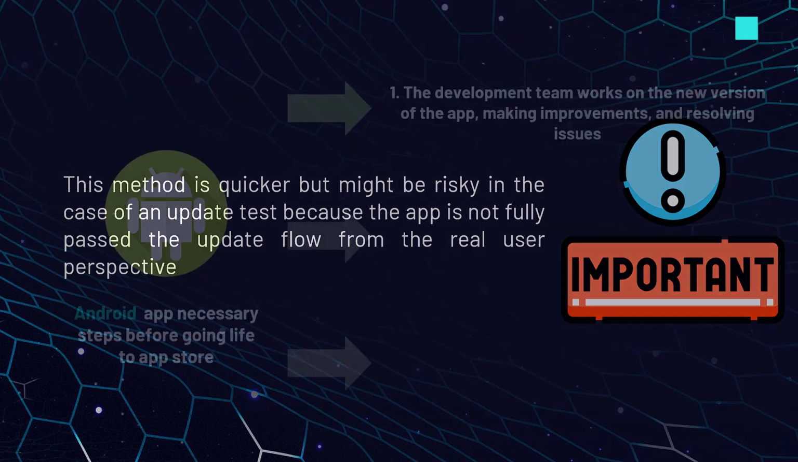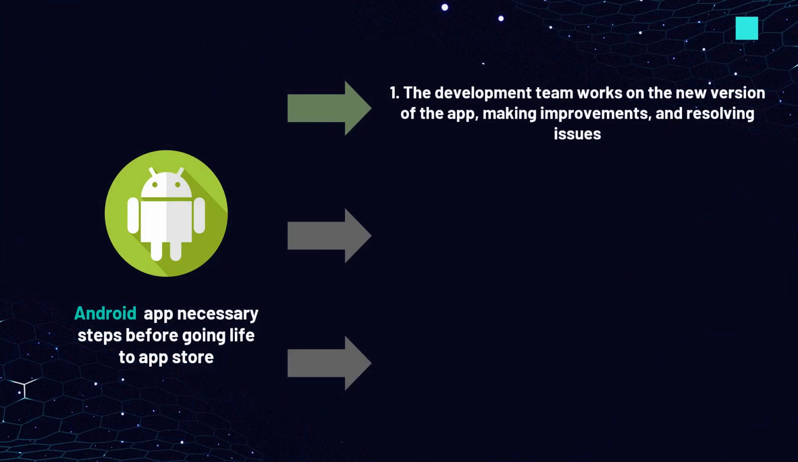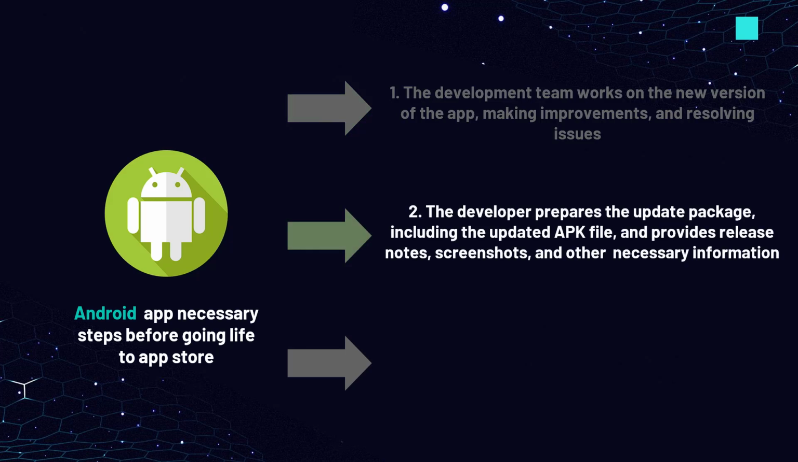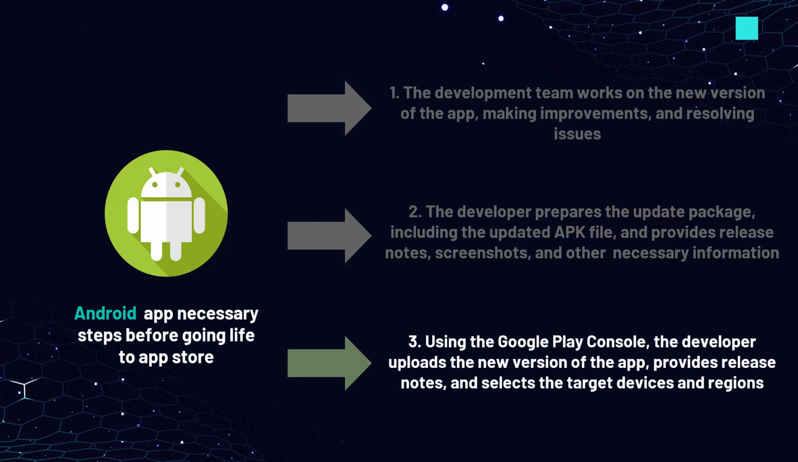Similar to iOS, in order to update the app on Android devices, you should follow the next steps. 1. Firstly, the development team works on the new version of the app, making improvements and resolving issues. 2. Then the developer prepares the update package, including the updated APK file, and provides release notes, screenshots, and other necessary information. 3. Then, using the Google Play console, the developer uploads a new version of the app, provides release notes, and selects the target devices and regions.